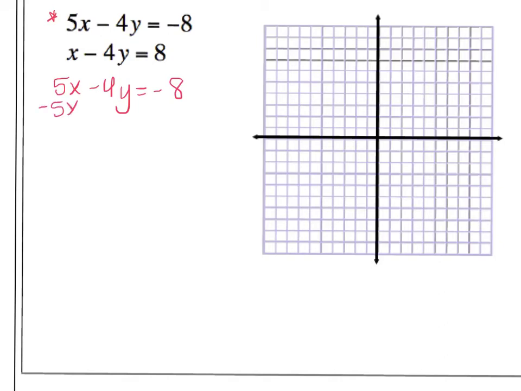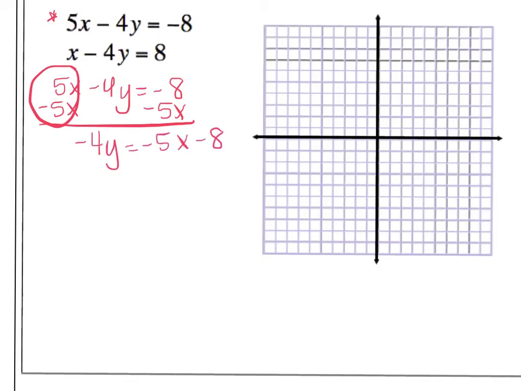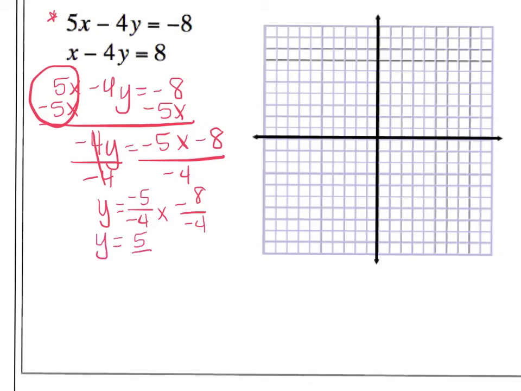I'm going to subtract 5x from both sides, which leaves me with negative 4y equaling negative 5x minus 8. Last step would be to divide by negative 4. So y equals negative 5 over negative 4x minus 8 over negative 4. To rewrite that a little bit nicer, I can write y equals positive 5/4 x plus 2.